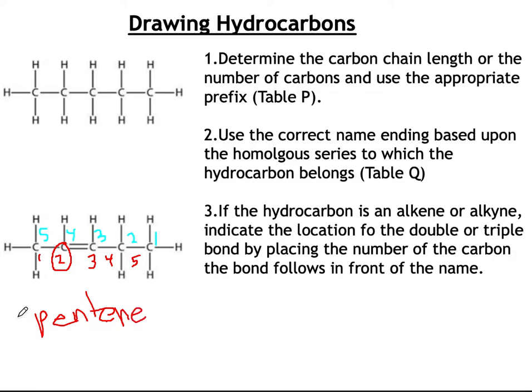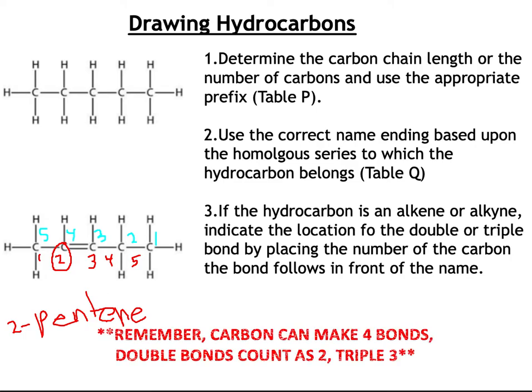And the number we put in front will be 2, because that's the lowest number when we count from left to right or right to left, where the double bond begins. So the double bond begins on the 2 here, the 3 here, so we go with the 2 because it's the lower number. Remember that carbons can make 4 bonds. Double bonds count as 2, triple bonds count as 3. Why do they make 4 bonds? Because they only need 4 extra valence electrons to get that octet.